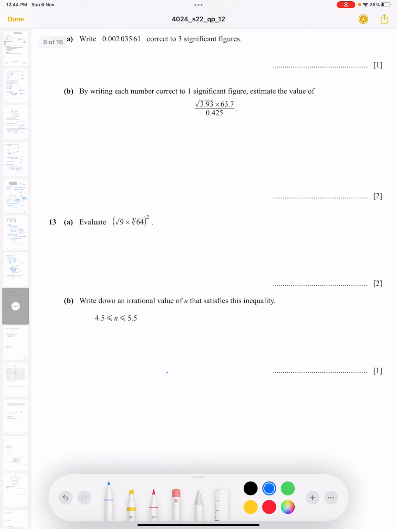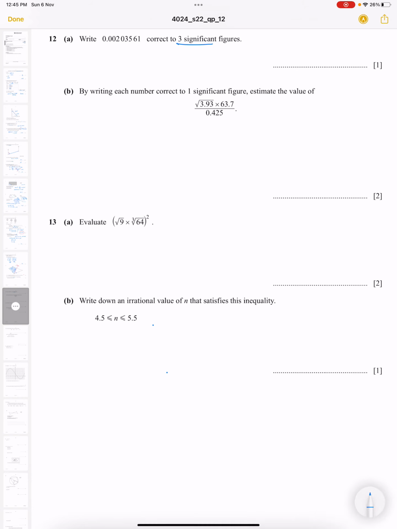Next question. Write 0.00203561 correct to 3 significant figures. So here you need a little bit of knowledge of significant figures. Let me give you some examples of significant figures.